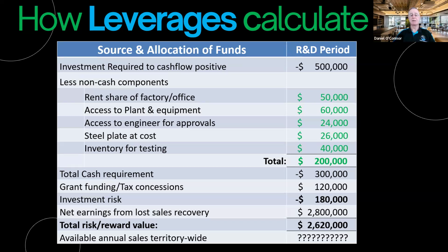I want $500,000 to get this going. Now, there's a lot of non-cash components because we can operate this in the corner of your factory, and we can use your admin, your sales team, your distribution channels, everything, all of your equipment, plant, it's all there. So therefore, there's a cost involved, but it's not an outright cash cost, it's an offset. And that offset totals $200,000 of the $500,000. Now, the total cash requirement from the $500,000 in terms of risk is now $300,000.